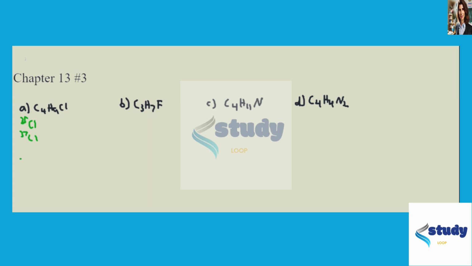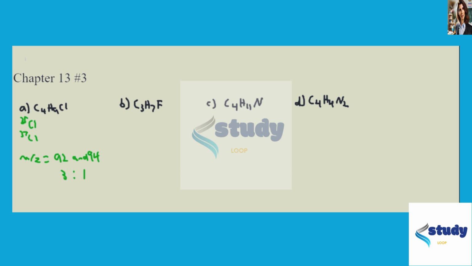So for A here, we expect to see peaks at 92 and 94, and we expect that to be in a 3-to-1 ratio, since there's 3 times as much chlorine 35 as there is chlorine 37. So for A, we should expect a peak at 92 and a peak at 94, and they should be in a 3-to-1 ratio.